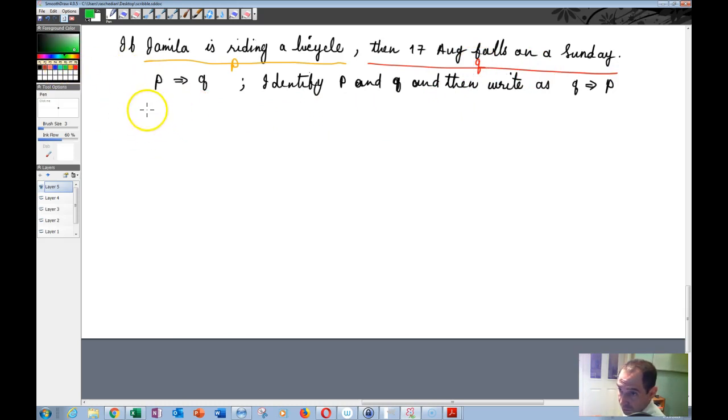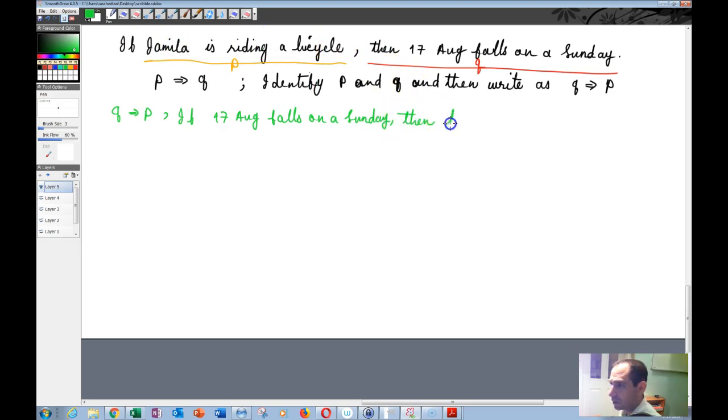So now Q implies P would be: this becomes your if clause, this becomes your then clause. So if 17th August falls on a Sunday, then Jamila is riding a bicycle.